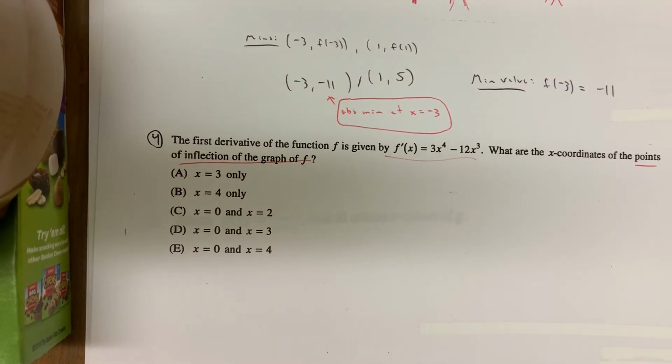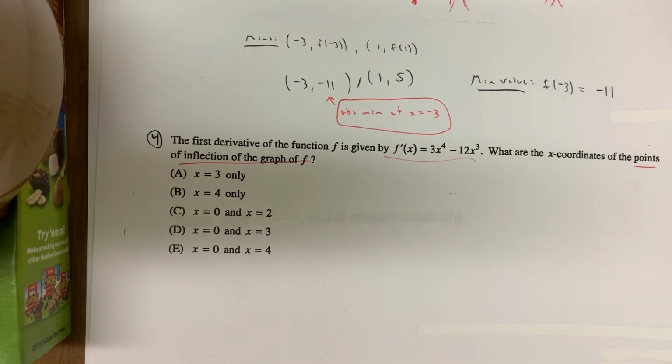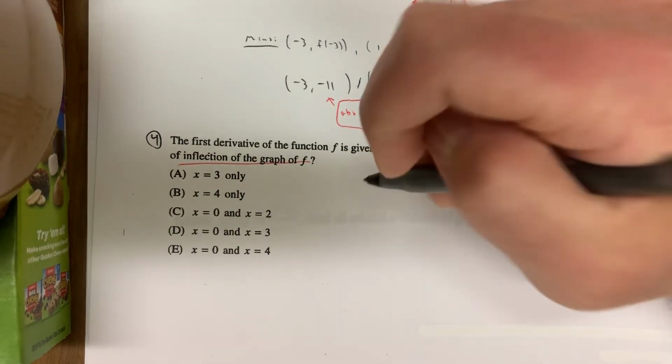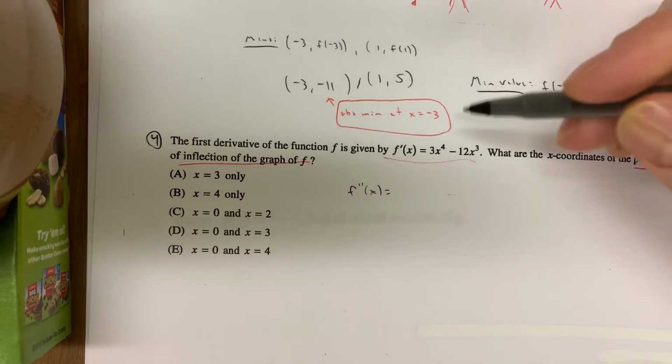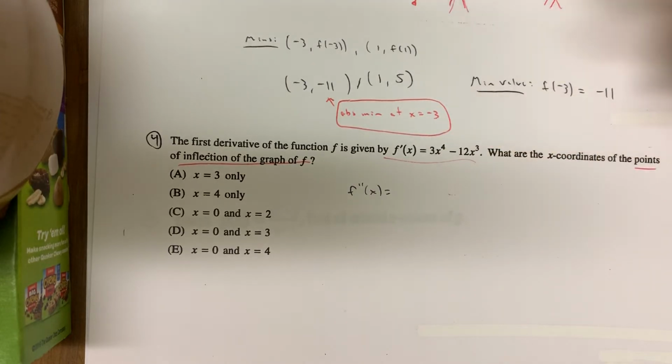In that vein, by the way, points of inflection, surely there must be some sort of test. And there is, okay? We know it's the second derivative test, so I need f double prime. Some people don't even read here. They're like, yep, gotta take two derivatives. No, you don't. Just take one derivative. We already have f prime.